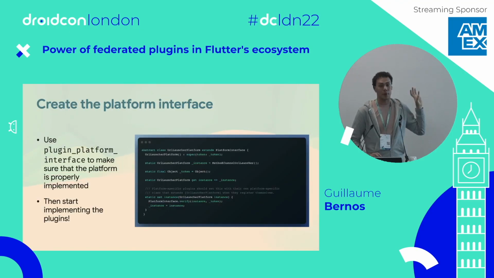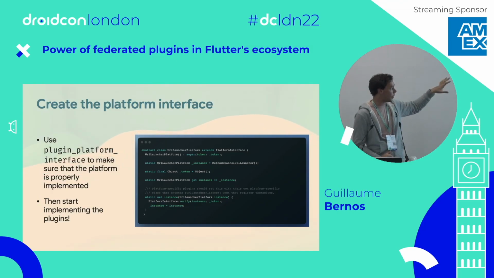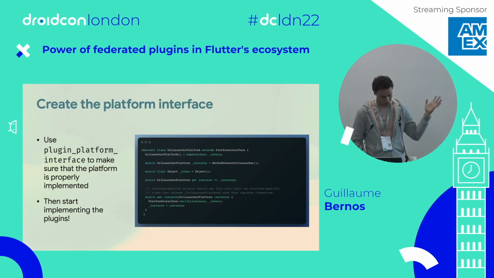Then once you have thought about your API, you can create the platform interface. There is a plugin platform interface package on pub.dev that helps make sure that the platform is properly implemented. It's created by the official Flutter team, so you can use it. It's used by all plugins. So basically, you just have to write this code, which is placeholder code that you can kind of copy and paste everywhere. So it works.